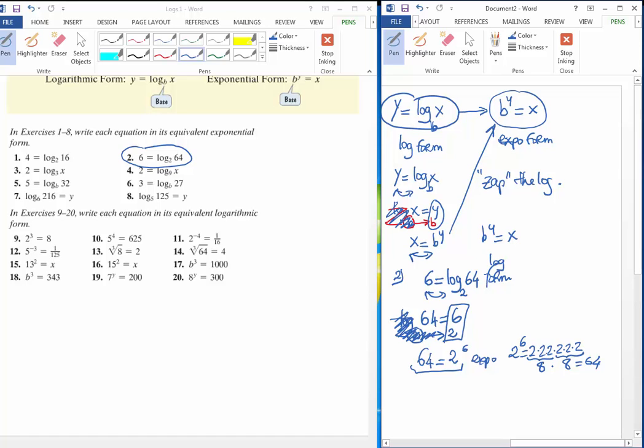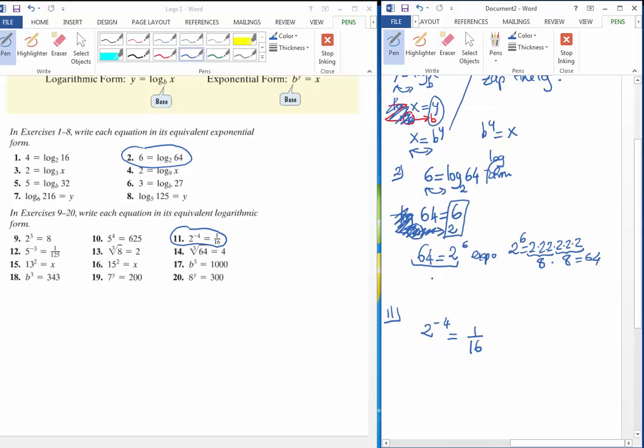Now let's take a look at another example where we're going to go from exponential form back to log form, in which case we will not zap anything, we will just think about what everything means. So I'm going to do another example with you in just a second. So let's say in this particular question we want to go from exponential form to log form. How do I know I'm starting with exponential form?